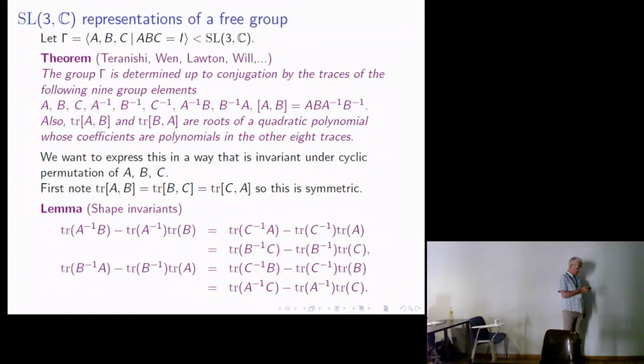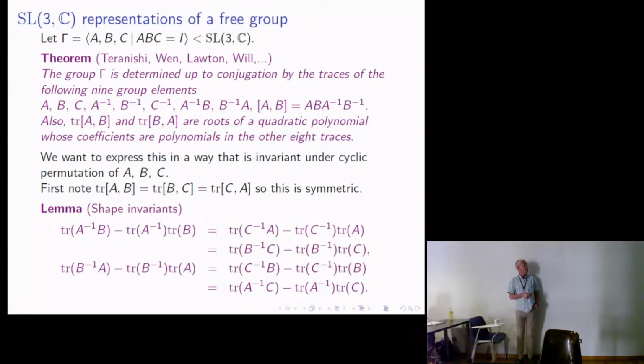So I've got, where are we? We've got this ABC. ABC is the identity sitting inside SL3C. How do I parameterize that? Well, it's parameterized up to conjugation by the traces of 9 group elements. So A, B, and C, they're inverses.